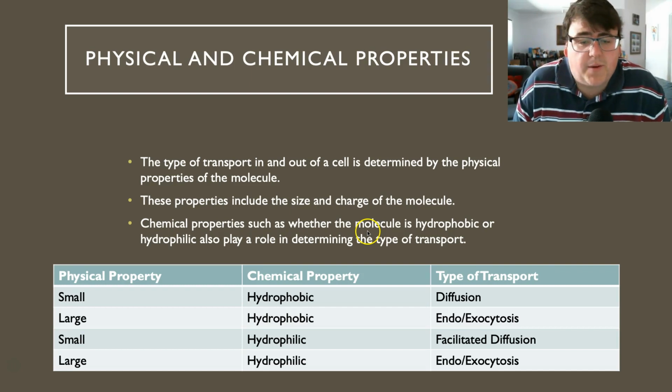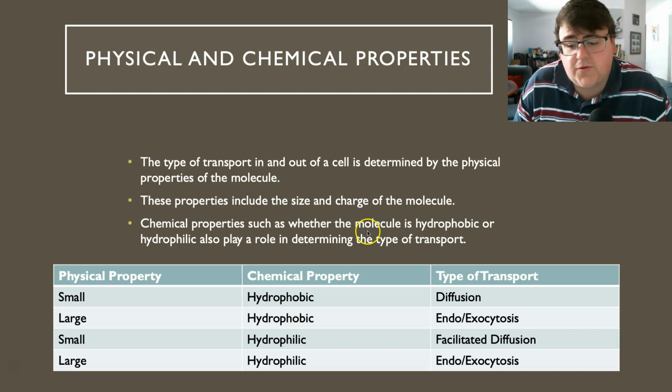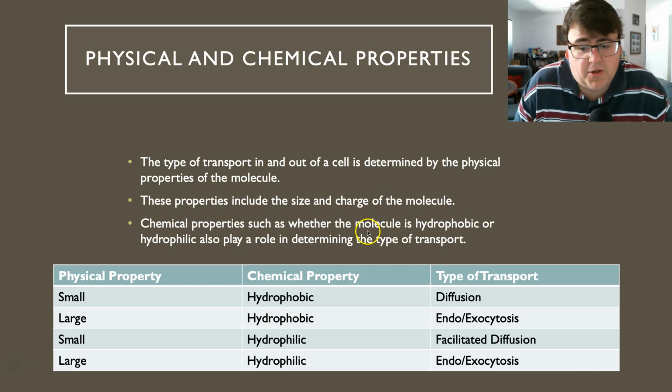So a small hydrophobic molecule will move via diffusion, because it can just cross the cell membrane through the hydrophobic nature. Whereas a large hydrophobic molecule will need to go through endo or exocytosis because it's too large to physically just move through those fluid membranes. Whereas a small hydrophilic molecule will need to go through facilitated diffusion because a hydrophilic molecule can't move through the hydrophobic properties of the cell membrane, or the lipid tails. Even though it's small enough to just diffuse through, it can't because of that hydrophilic nature of the molecule. Whereas a large hydrophilic molecule has to go through endo or exocytosis again.